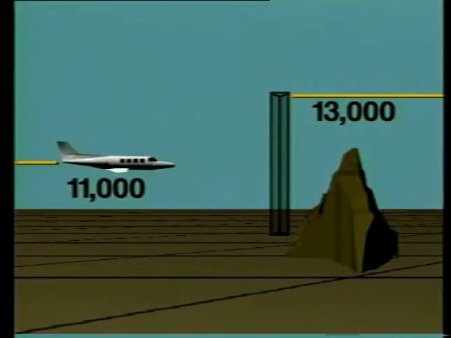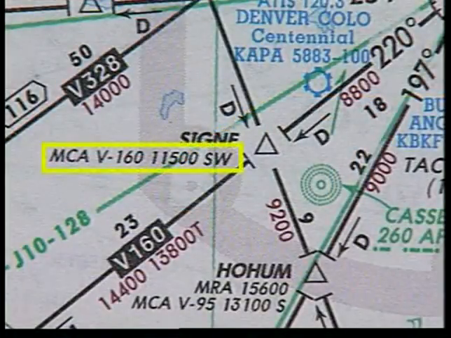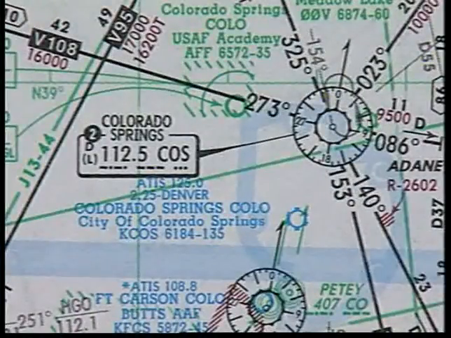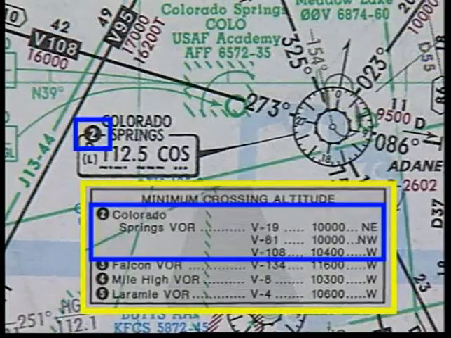When rising terrain requires that you climb to a higher altitude before reaching a fix, a minimum crossing altitude, or MCA, is established. The MCA is shown by an information grouping consisting of the Victor airway number, the crossing altitude, and the direction of flight. When a minimum crossing altitude occurs at a nav aid, it is identified with a numbered ball flag. The applicable information is listed elsewhere on the same panel.